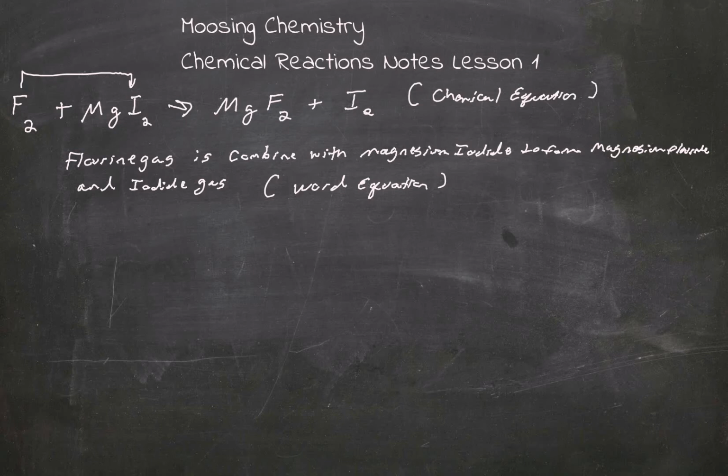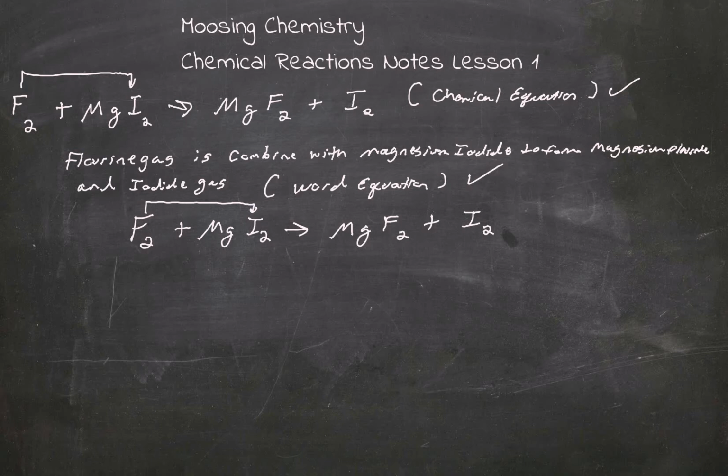Okay, so when you look at the word equation, you say fluorine gas. Okay, that's F2. Is combined means plus, with magnesium iodide. So you're saying that fluorine is going to replace iodide, which it will in the activity series. This creates magnesium fluoride plus free iodide gas. Okay? And then again, you can see this as a chemical equation, or you can see this as a word equation.